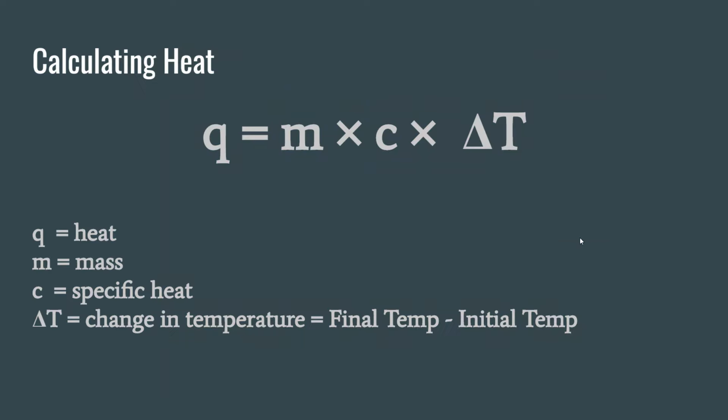Now, to calculate heat, we just use a simple equation, and it's Q equals m times c times delta T, where Q represents the amount of heat, m is the mass of the substance being heated, c is the specific heat, and delta T is the change in temperature, which we might have to calculate, and that's just going to be whatever the final temperature is minus the initial temperature.